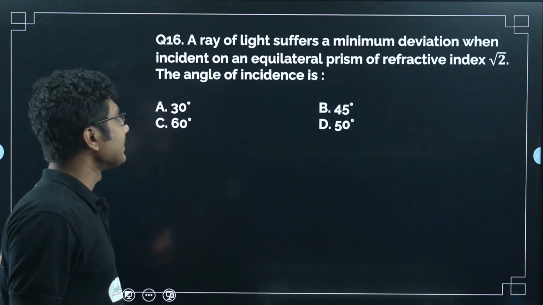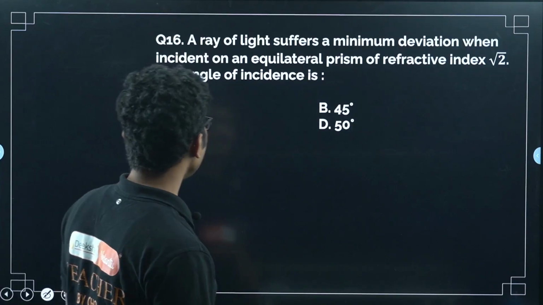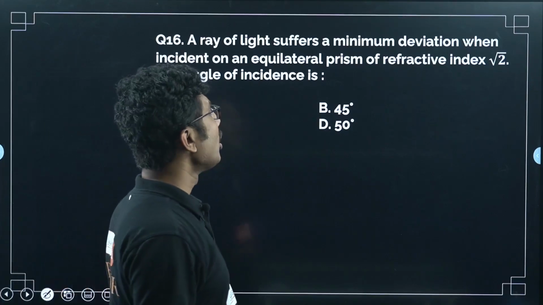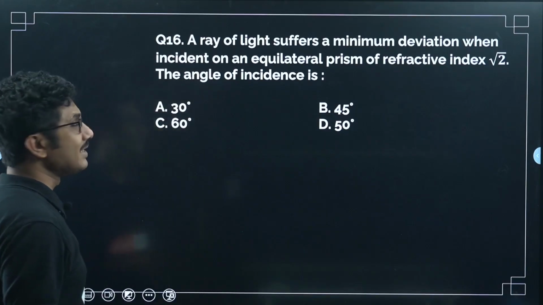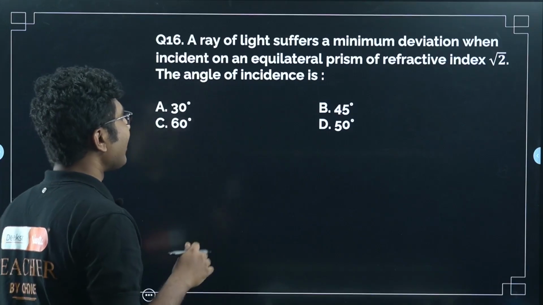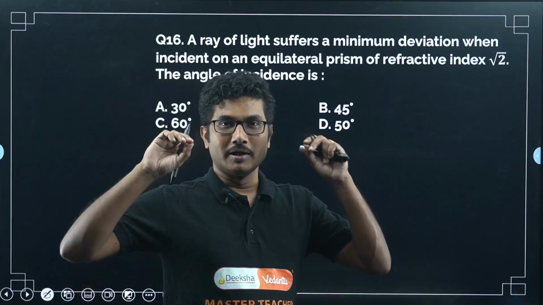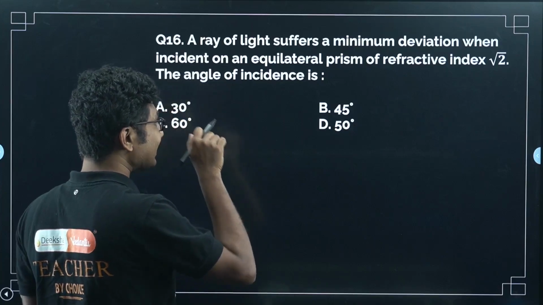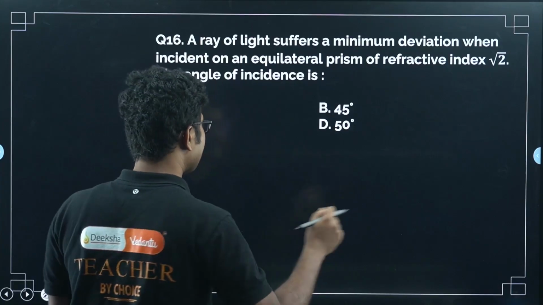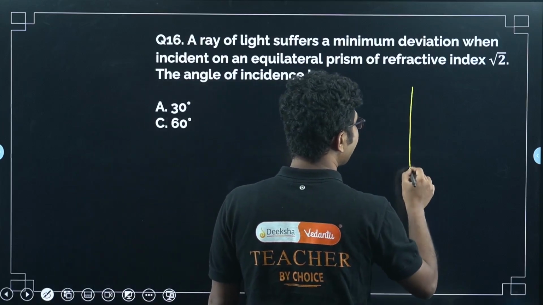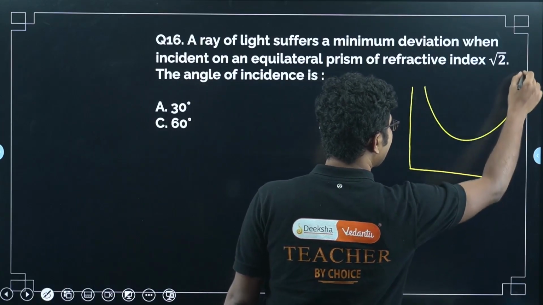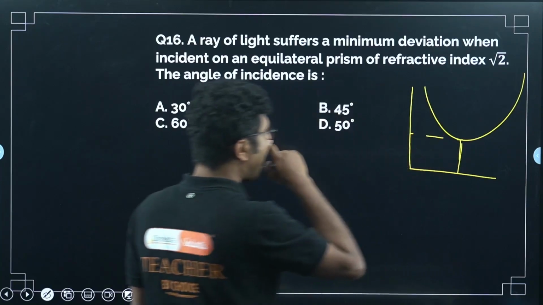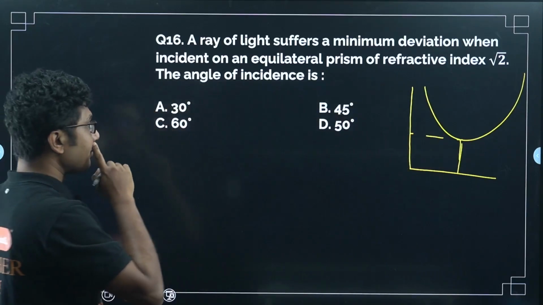A ray of light suffers a minimum deviation when incident on an equilateral prism of refractive index √2. The angle of incidence is? They have asked you to find the angle of incidence when minimum deviation is happening. If you remember the minimum deviation graph, minimum deviation occurs when i equals to e, right? Only then minimum deviation occurs.